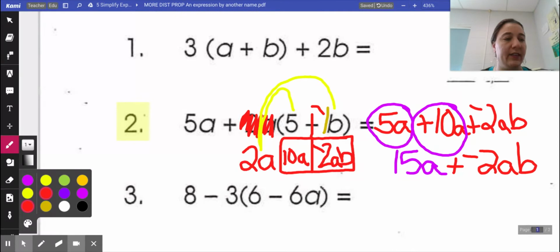And those things are not the same. They might be cousins. They might hang out on the weekend, but they're not the same. So we're going to leave those things alone, and that's the final answer.